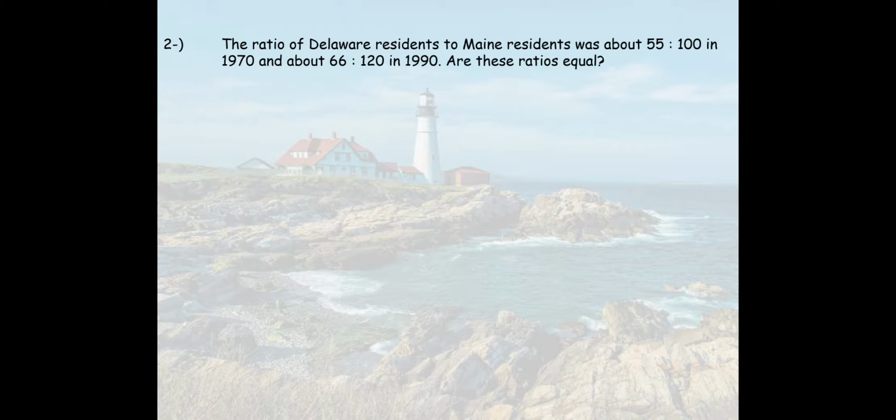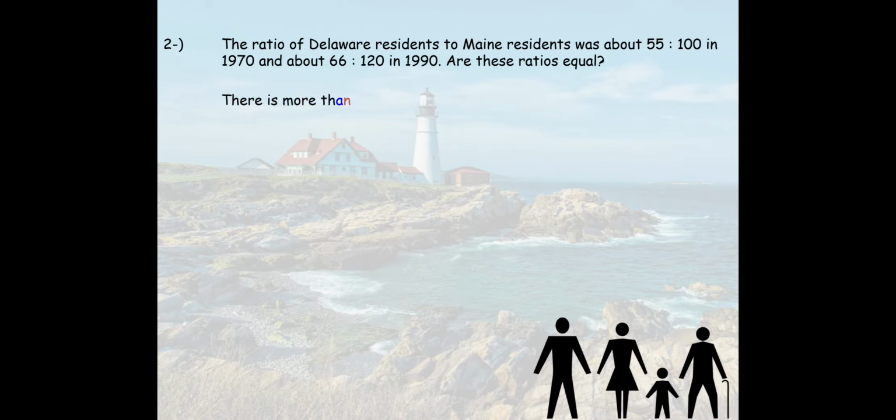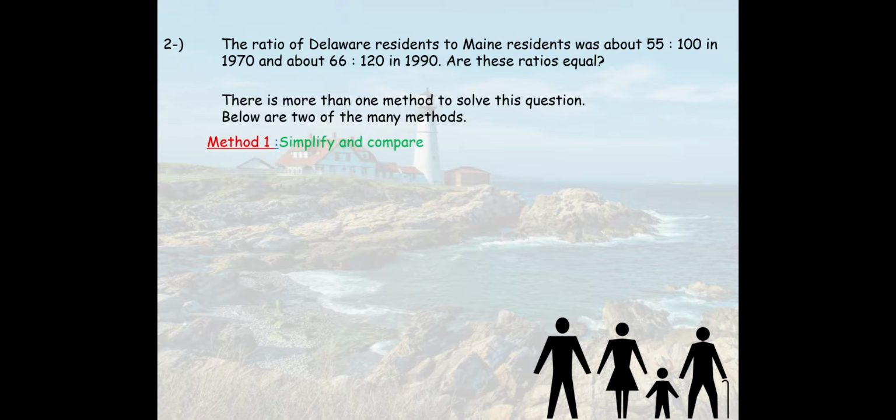Number 2. The ratio of Delaware residents to Maine residents was about 55 to 100 in 1970 and about 66 to 120 in 1990. Are these ratios equal? So here we're going to see if the ratios are equivalent or equal. There is more than one method to solve this question. Below are 2 of the many methods. So we're going to use the first method, which is to simplify and compare.